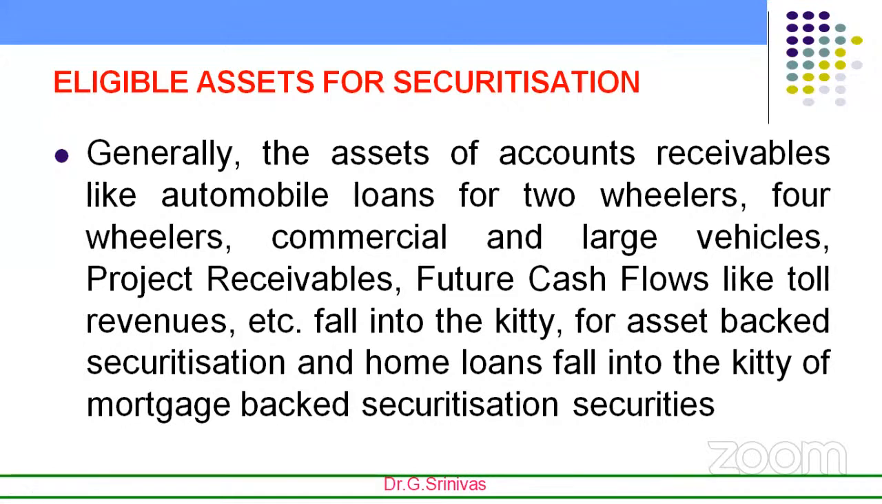Then, eligible assets for securitization. Generally, the assets are account receivables like automobile loans for two-wheelers, four-wheelers, commercial and large vehicles, project receivables, and future cash flows like toll revenues, etc. These fall into the kitty of asset-backed securitization, and home loans fall into the kitty of mortgage-backed securitization securities.